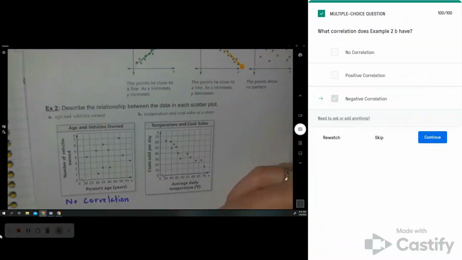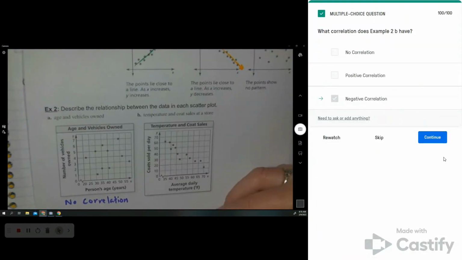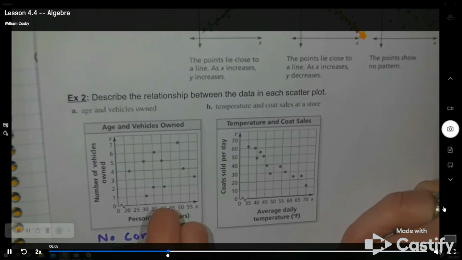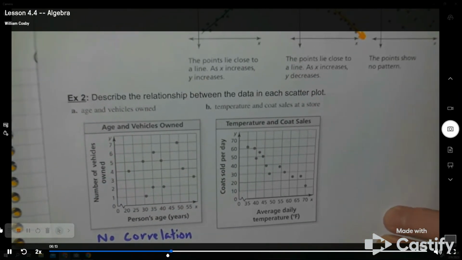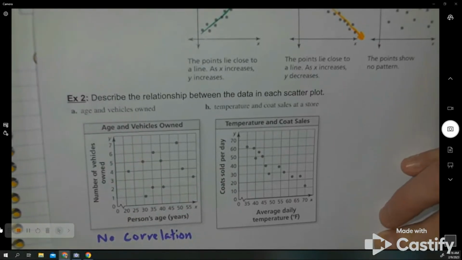So basically that means it doesn't matter if their age is increasing. It doesn't automatically mean that the number of vehicles that they've owned is going to increase. It might not, just depends on the person really. So just because they get older doesn't mean that they will have owned more vehicles in their lifetime.